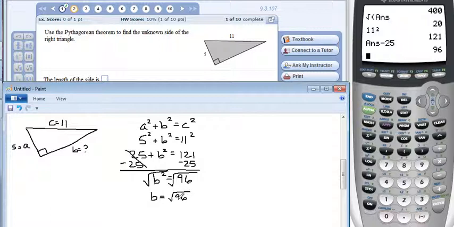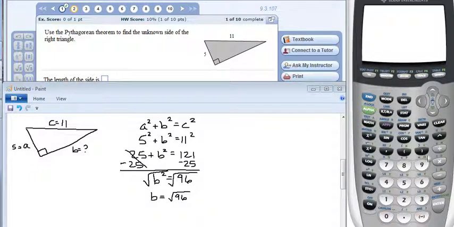Now I'm going back into 9.3 part 1 and saying, well, can I leave it like that? What are my rules for radicals? I can't have a perfect square underneath there, right? So what were my perfect squares? Well, let's test out a 16. Is there a 16 in there? Let's see. Yep, there's a 16 in there. It's probably the biggest perfect square that I can find.